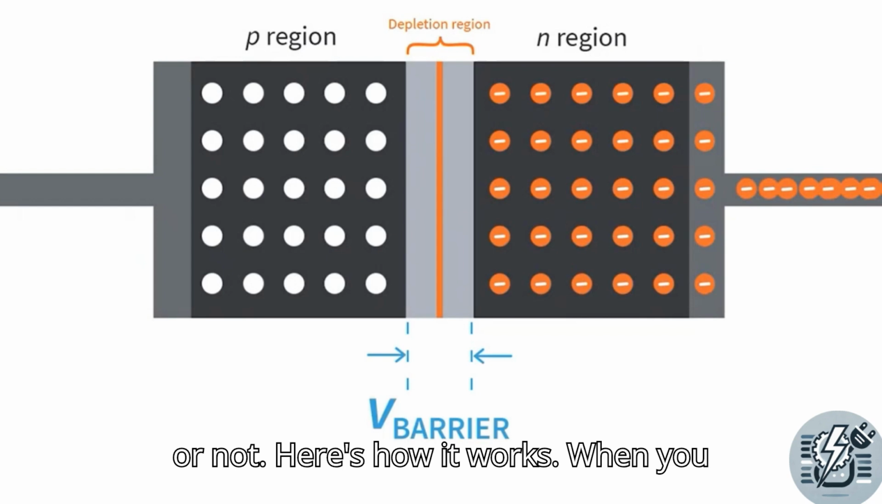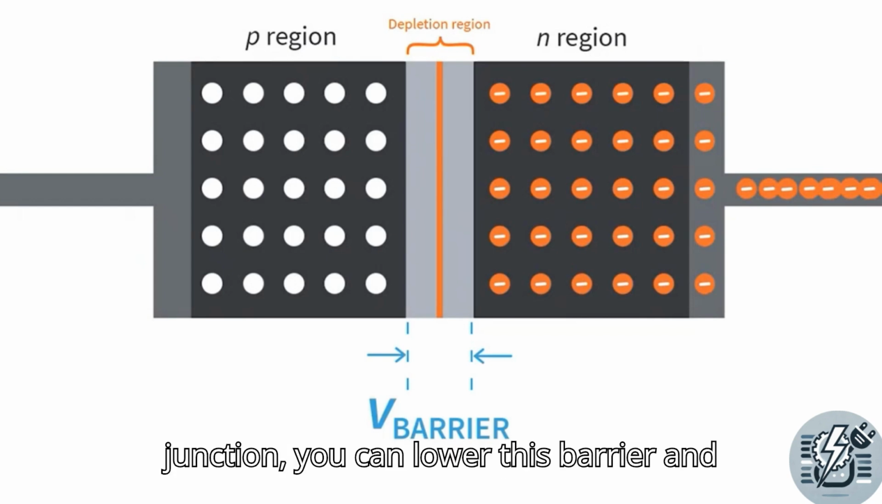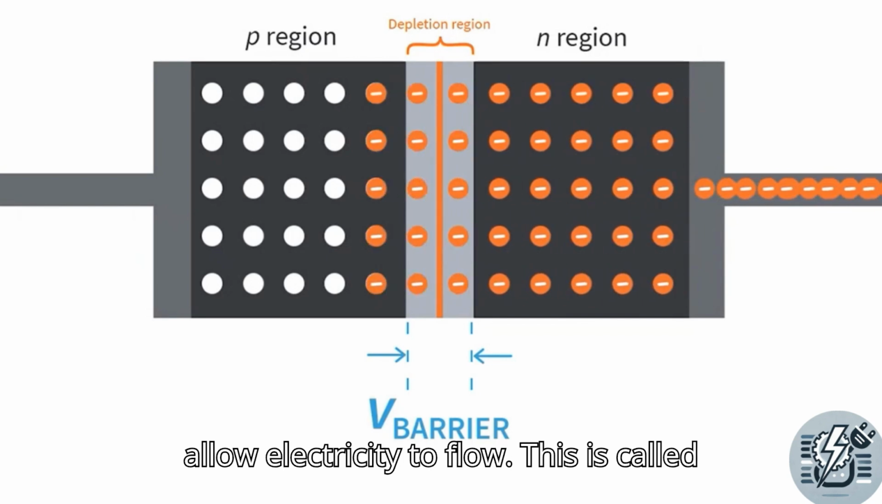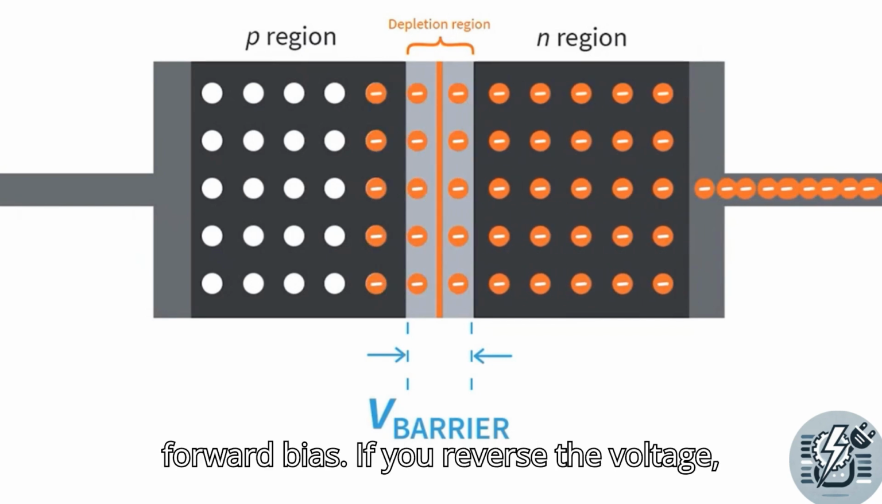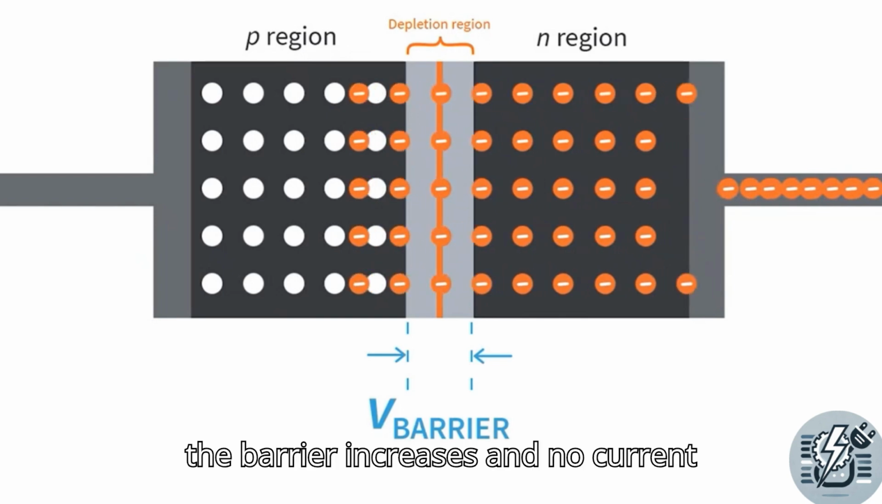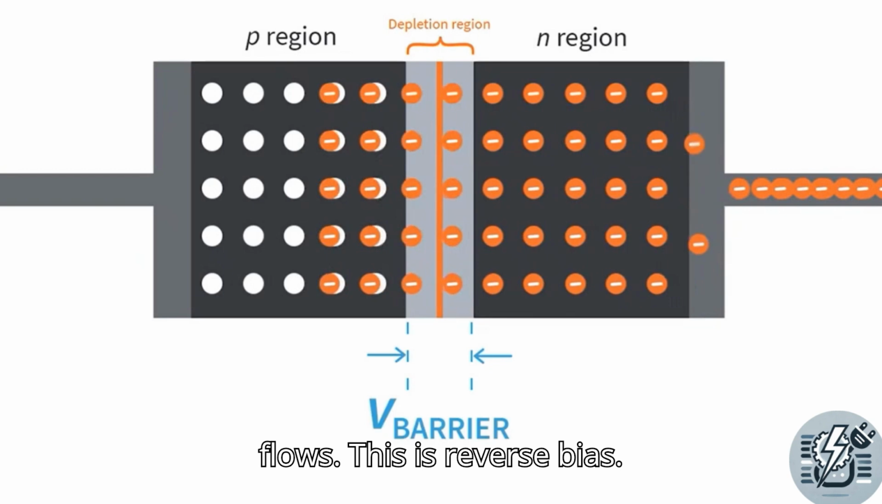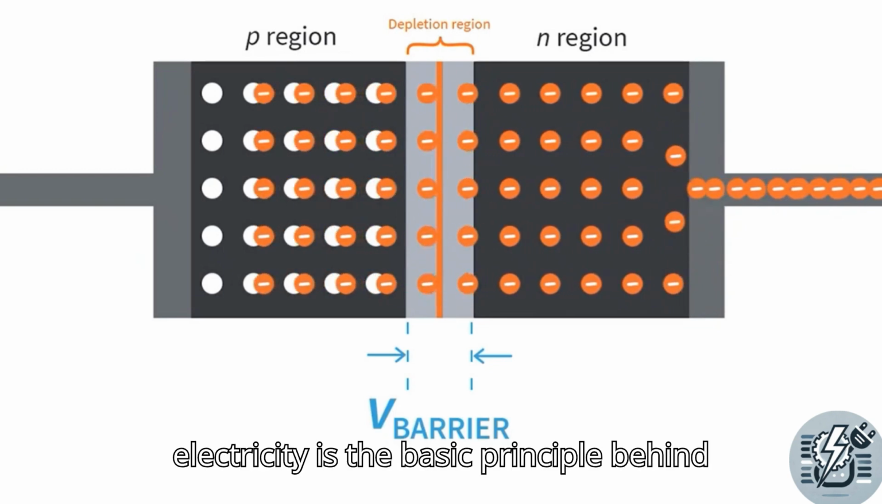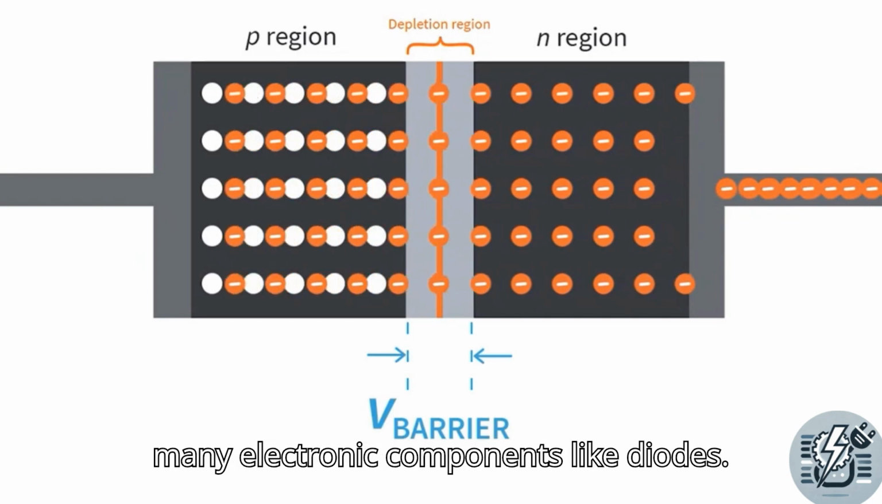Here's how it works. When you apply a certain voltage to the p-n junction, you can lower this barrier and allow electricity to flow. This is called forward bias. If you reverse the voltage, the barrier increases and no current flows. This is reverse bias.